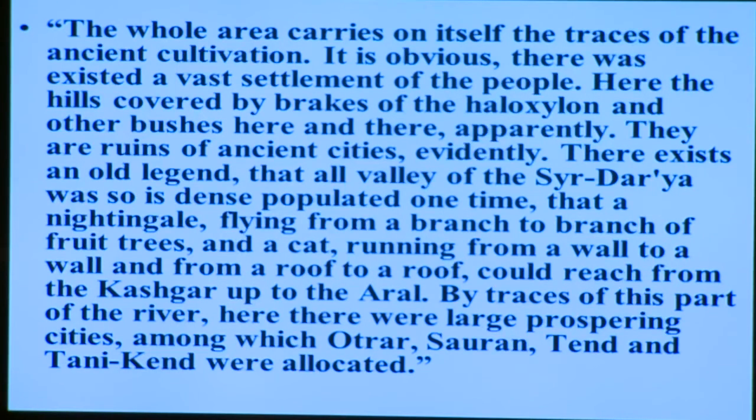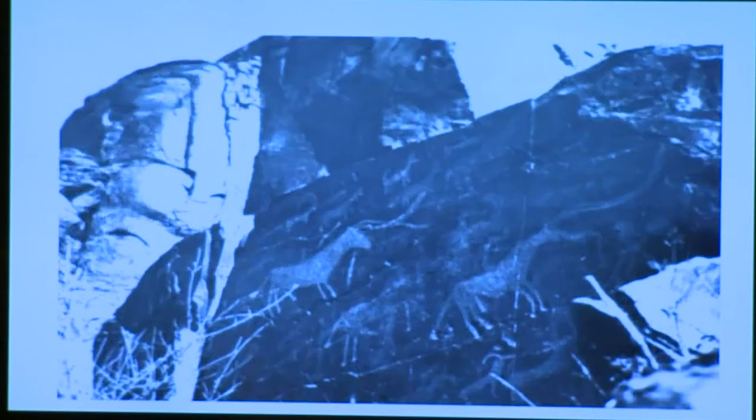By traces along this part of the river, there were large prosperous cities, among which Otrar, Sauran, Tashkent, and Taraz were singled out. And that's true. Kazakhstan is one of the unique places where people have lived since ancient times.